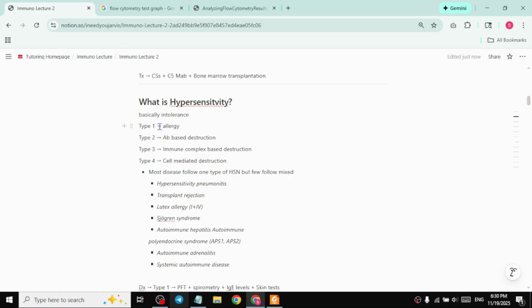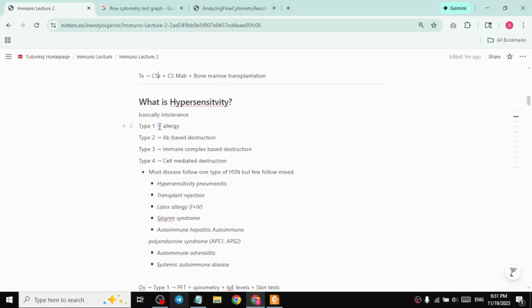Type 3 is when you have immune complexes going in and around your circulation, right? And they activate a lot of cells, they activate a lot of complements, etc. Okay. Type 4 is when you have cell mediated, which means everything that you saw in the first lecture, like APC, T cell activation, natural killer cells, and then we saw CD4 and CD8 activation. All of that is a part of hypersensitivity type 4.